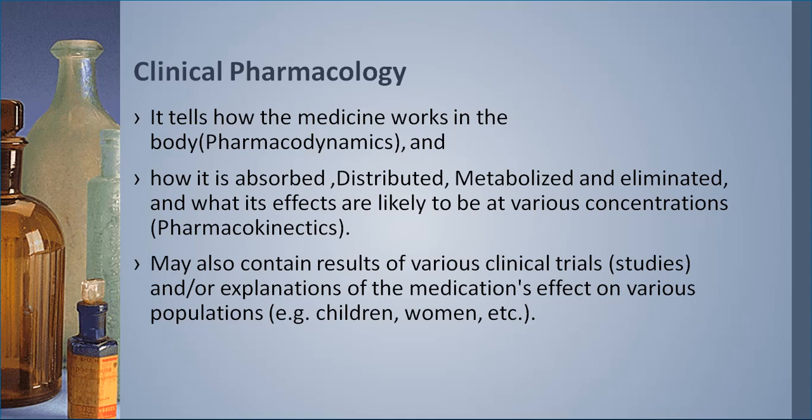Now, clinical pharmacology may also include results of various clinical trials, like studies and explanations of the medicine's effects on various populations, like children and women. These clinical trials can tell us that when they tried the medicines on children, nothing was seen. When it was tried on rats, we saw that the rats had mutations or their babies were destroyed. So when they are pregnant, don't use it. So clinical pharmacology normally tells us about the pharmacodynamic and pharmacokinetic properties of a medicine.